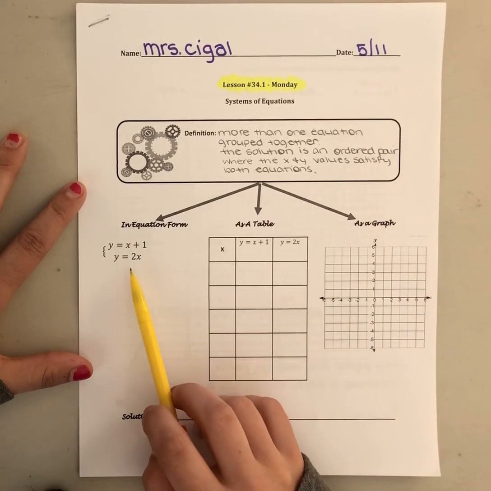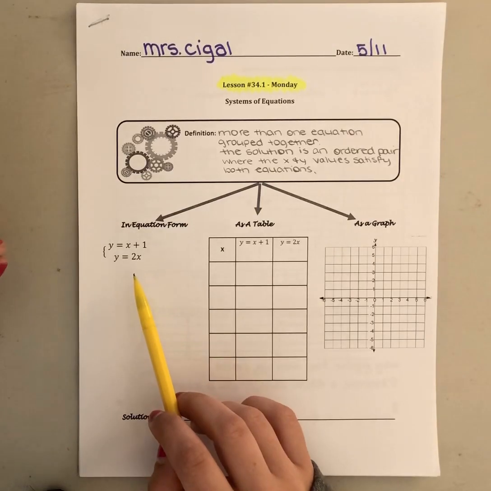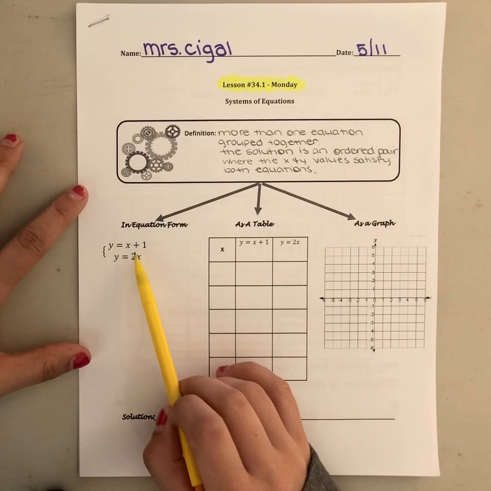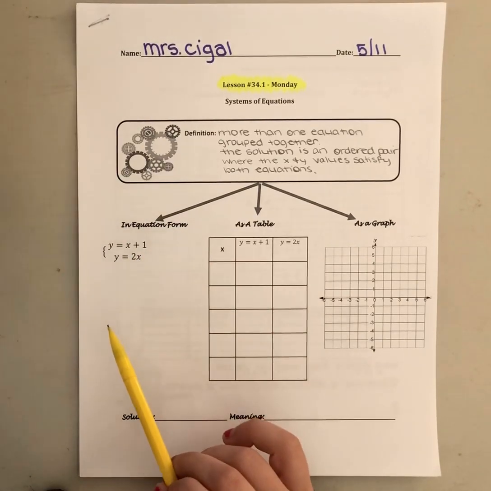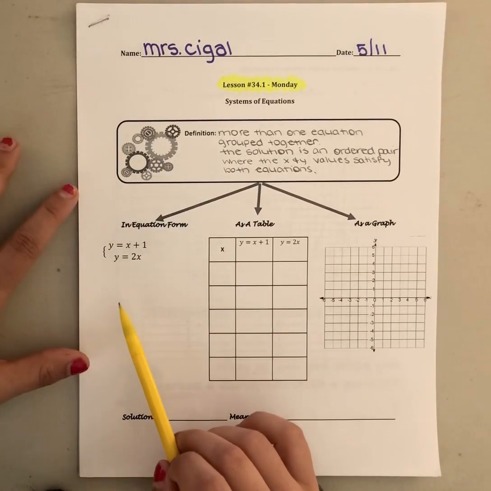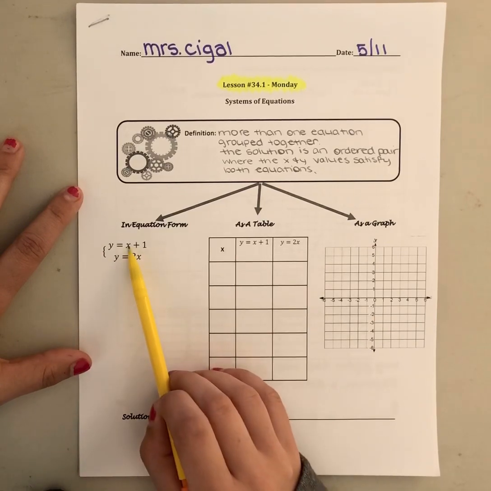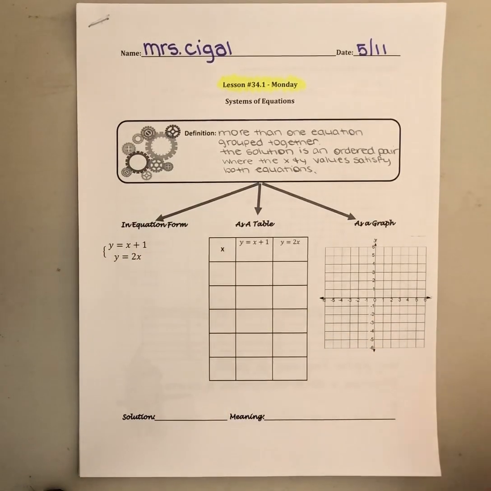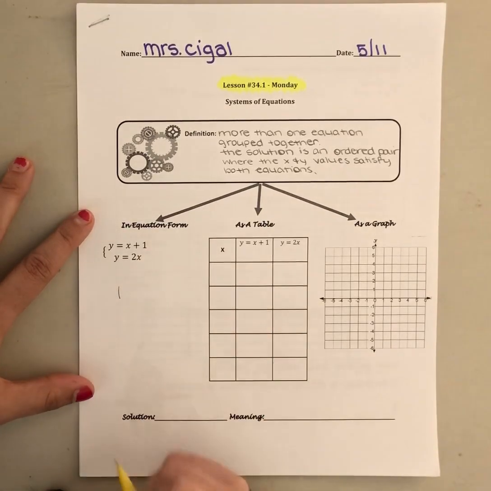So taking a look, if I wanted to find a solution, a lot of us just use guess and check, and we might look at this and be like, well, what would happen if x was 0? This would be 1, this would be 0. Okay, those aren't equal. What would happen if x was 1? This would be 2, and this would be 2. Hey, wait, there's an answer. X probably has to be 1, right?